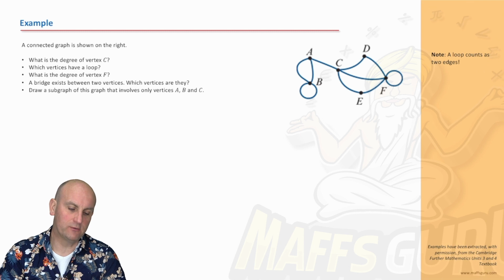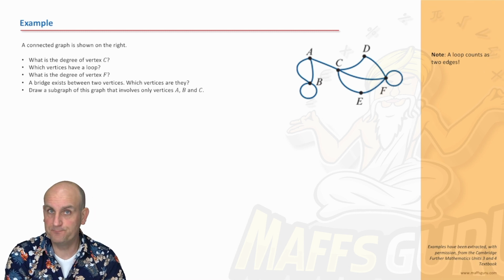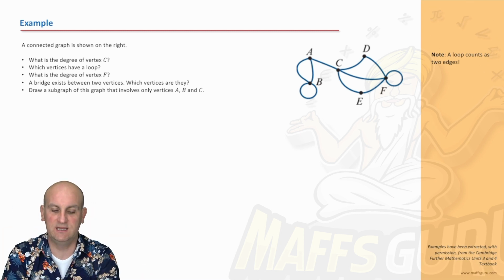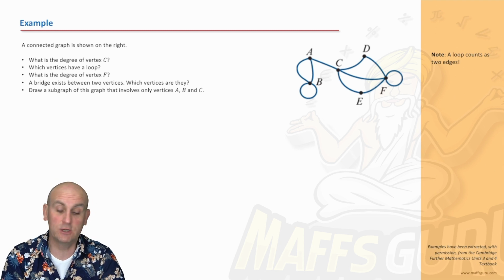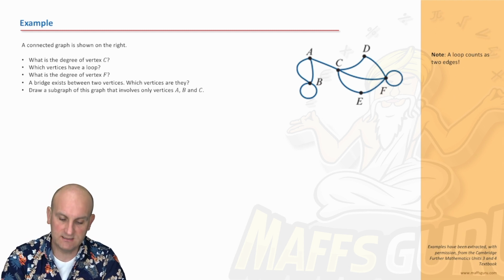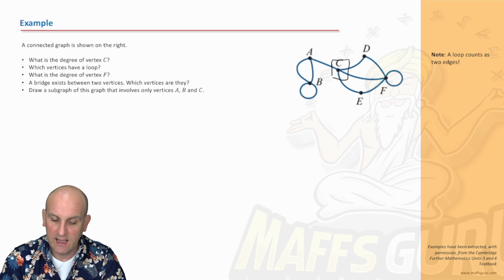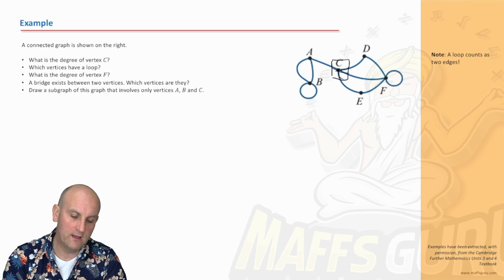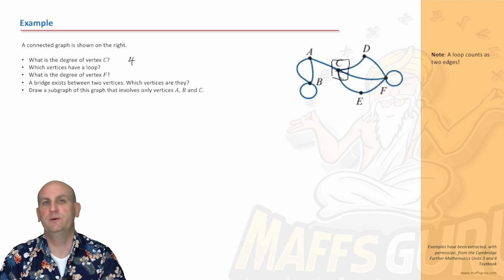A connected graph is shown. How do we know it's connected? Well, if you remember, all the points are joined together. What is the degree of vertex C? Right, so let's look at vertex C. A degree is how many lines are coming in. 1, 2, 3, 4. And there we go. We know that the answer to the first part is 4.